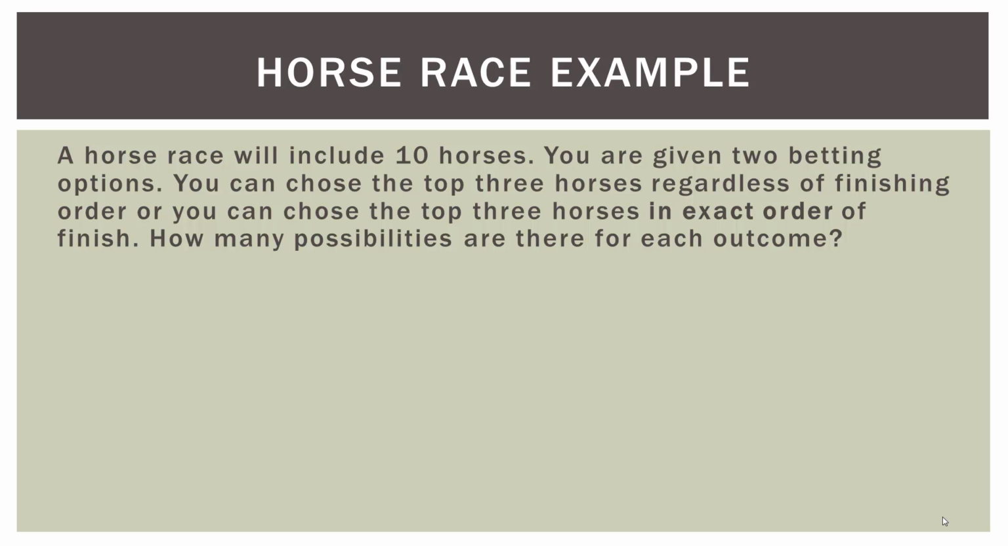Think about this. In the first case, we're just choosing or betting on the top 3 horses. They can finish in any order. If there are 3 horses named red, blue, and green, and the race finishes red, blue, green, or green, blue, red, or red, green, blue, it doesn't matter, as long as those 3 horses finish in the top 3 spots. But in the second scenario, they have to finish in the exact order we choose.